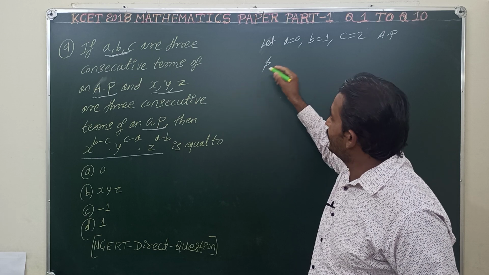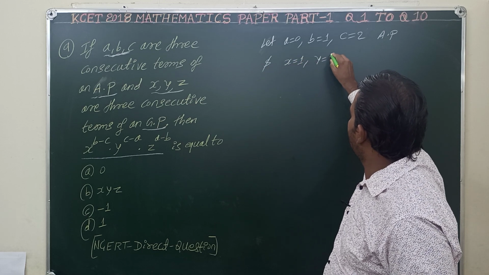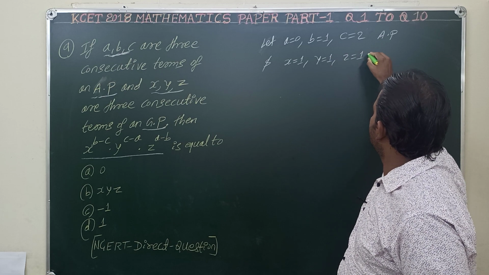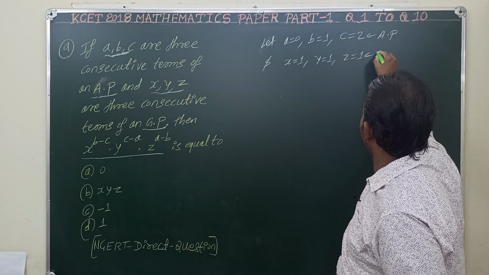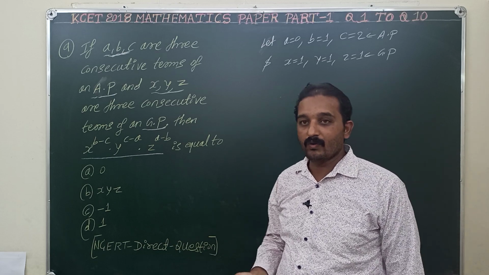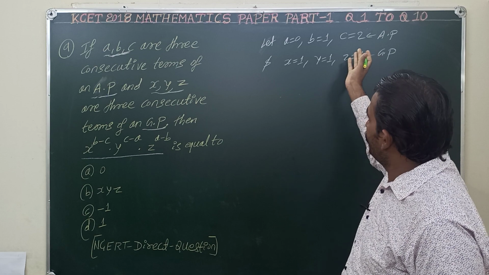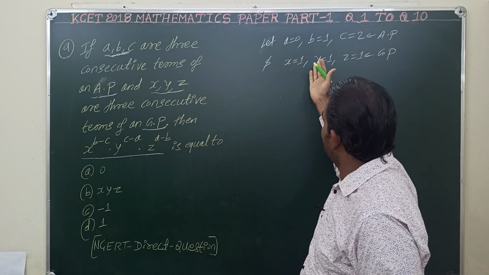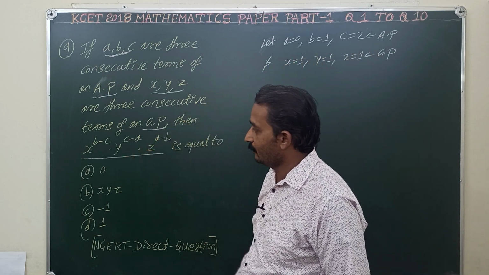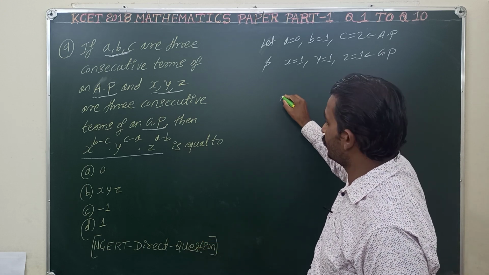And take x, y, z. Here x is 1, y is also 1 and z is also 1. These are 3 consecutive terms of a GP. In this case, the first term is 1 and the common ratio is also 1. So put these values into this expression, and we easily get the required answer. x is equal to 1.